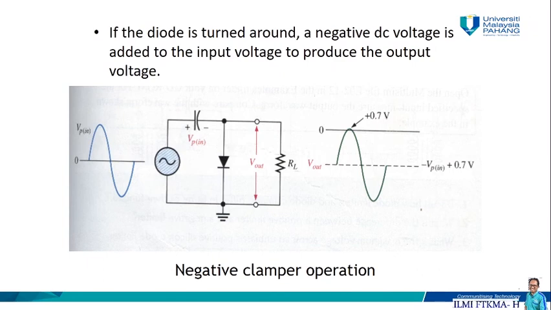So if the diode is turned around, we are going to have a negative DC voltage added to the input voltage, and this is going to produce the output voltage at a value of negative Vp in plus 0.7 volt. So this is for a negative clamper operation.